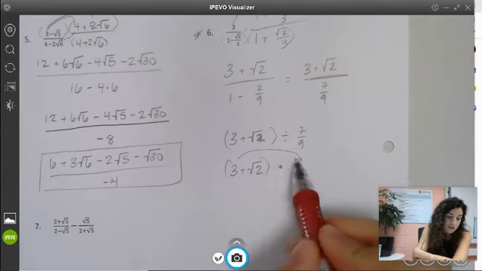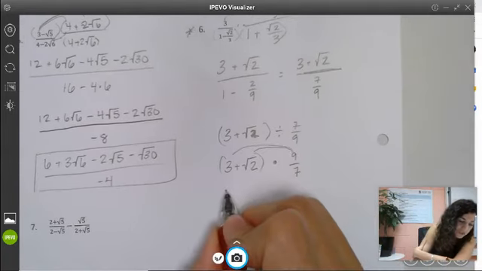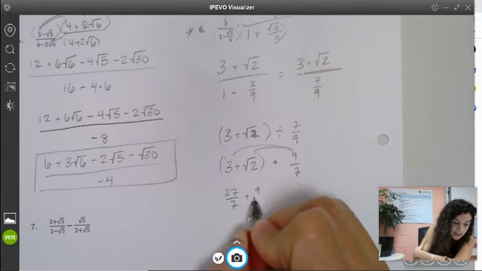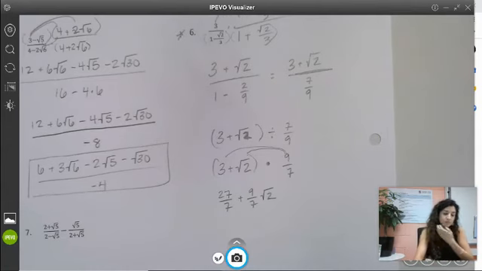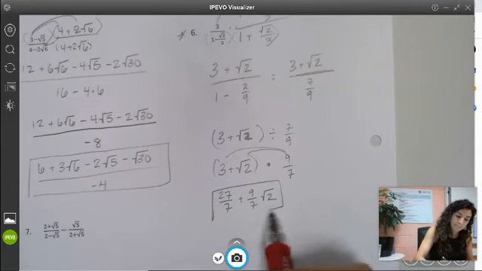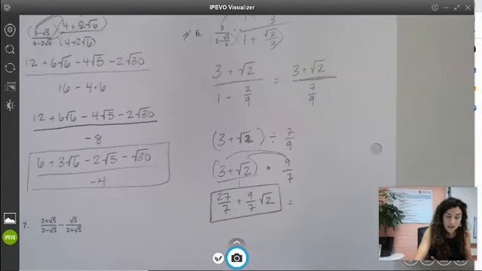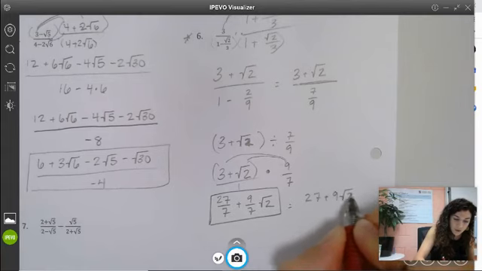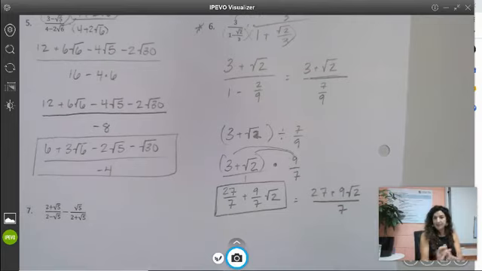So now I get to distribute like this. So I get 3 times 9, which is 27, divided by 7, plus 9/7 times the square root of 2. You could have also left it, if we wanted to do over 1 here, as 27 plus 9 square root of 2 over 7. That is the exact same thing.